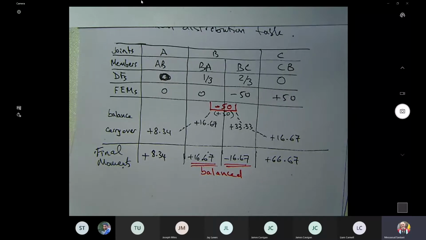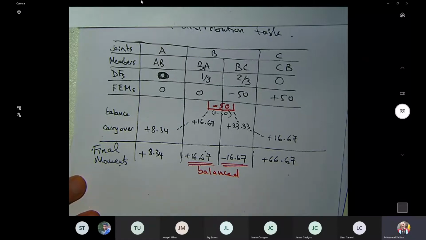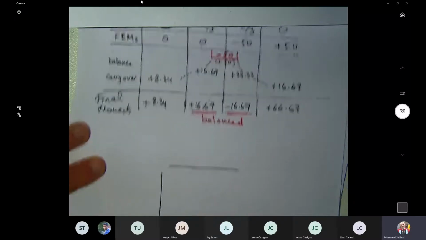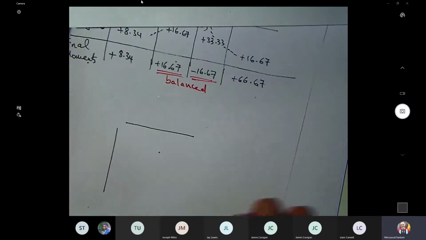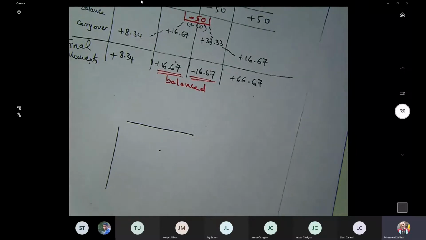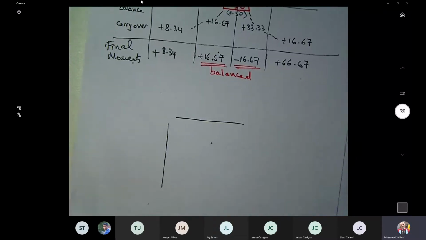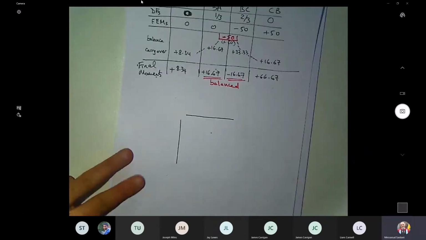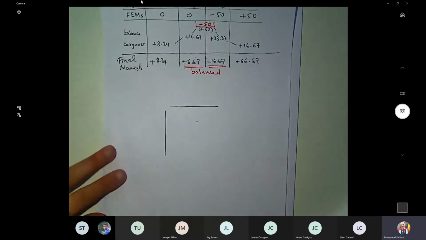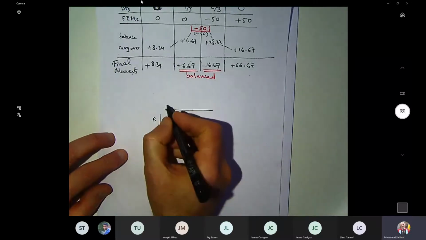Any questions on the table itself, please? Okay. So let's take the beam itself, the frame. So this is the frame. We have AB here, and we have BC. So we have A, B, C.